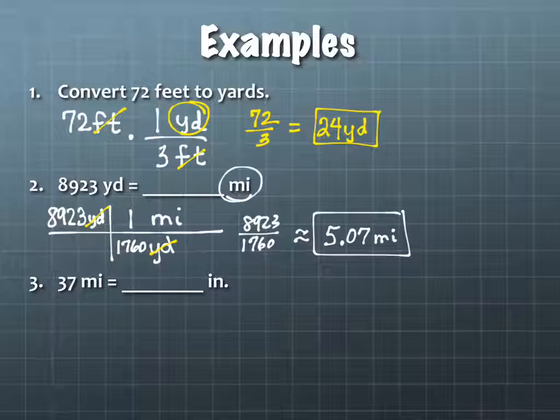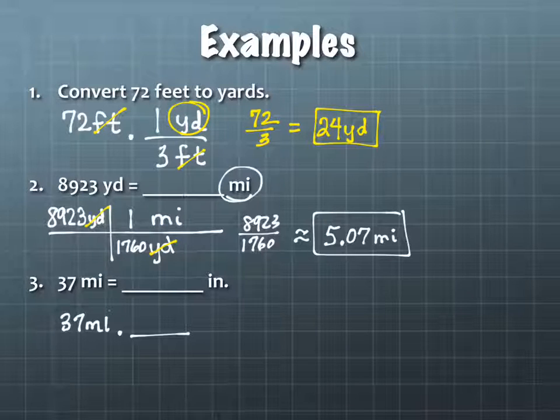It's possible. All right, 37 miles. So now we're starting with the miles, and we're taking a ratio that takes miles into inches. Now, if I just write this down, there's a problem. Any idea what the problem is?